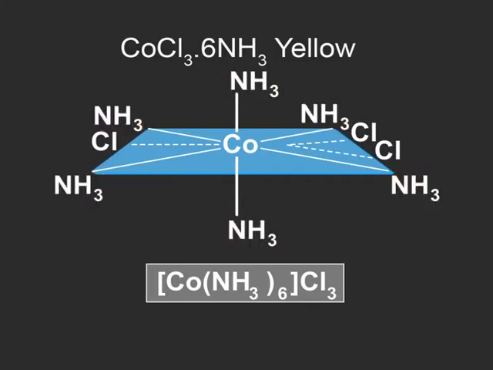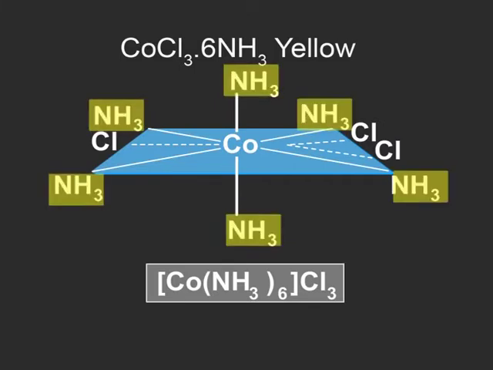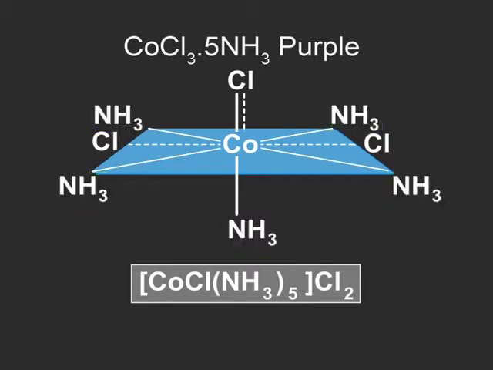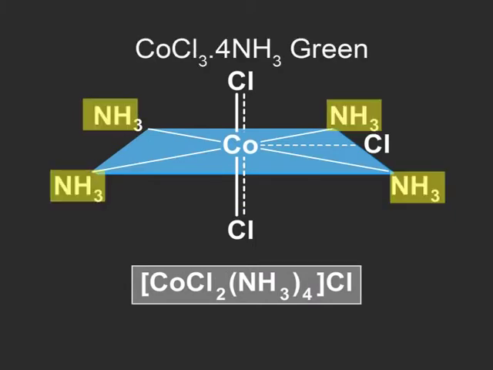Cobalt chloride complex with 6 ammonia molecules is yellow. Cobalt chloride complex with 5 ammonia molecules is purple. One of the cobalt chloride complex with 4 ammonia molecules is green and another is violet.